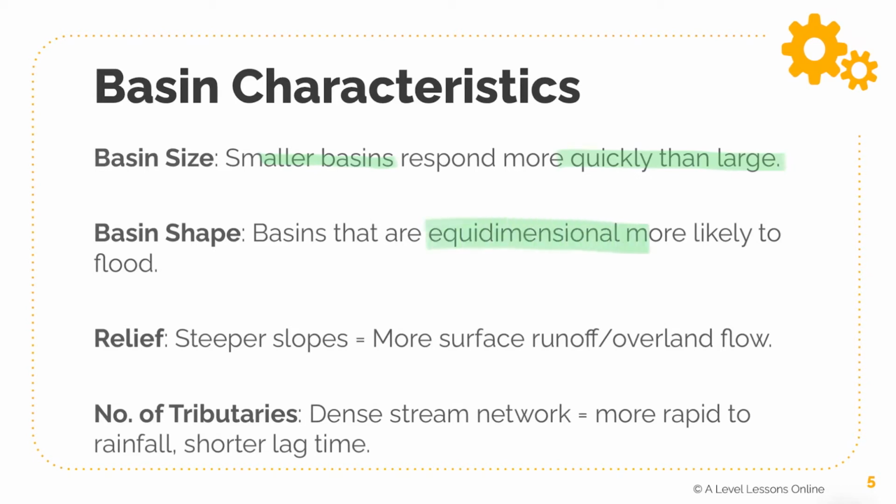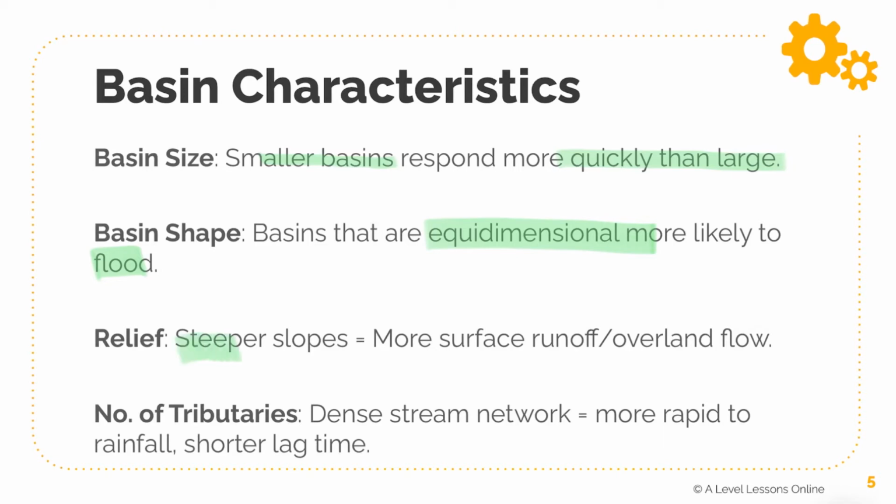Basins that are equidimensional are more likely to flood, meaning that they are more or less equal in their dimensions. They are more proportionate, be it the width, the height, the depth. So they are likely to flood more than one that is not equidimensional. It could be, let's say, very, very long in terms of its length, very, very deep in terms of its breadth. Those are not likely to flood as easily.